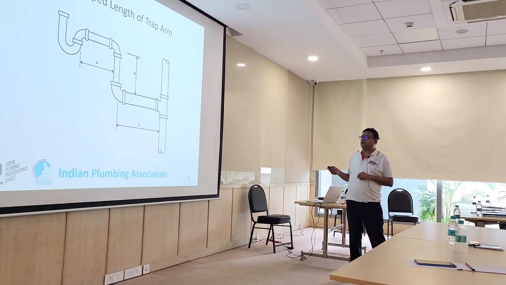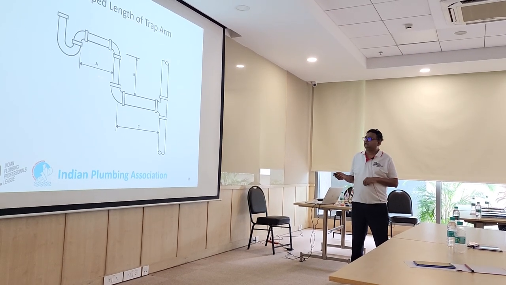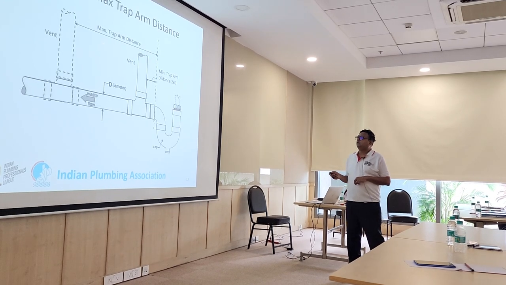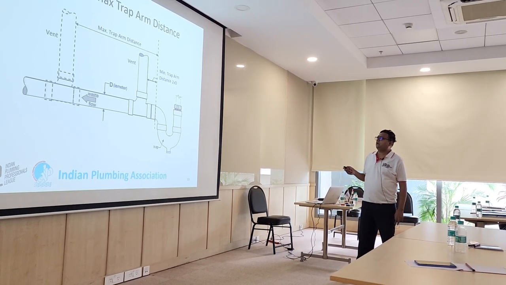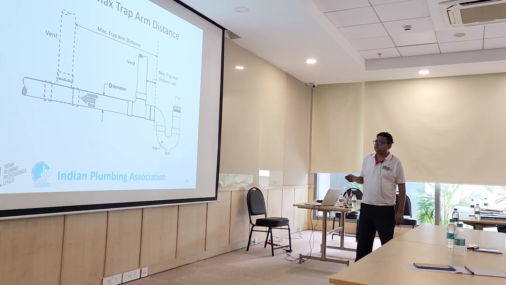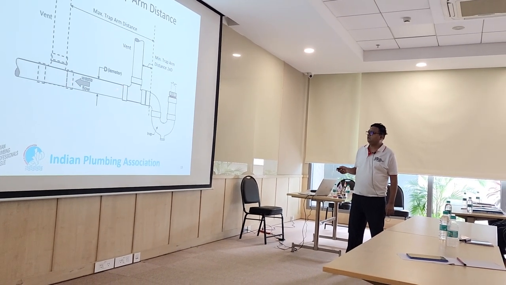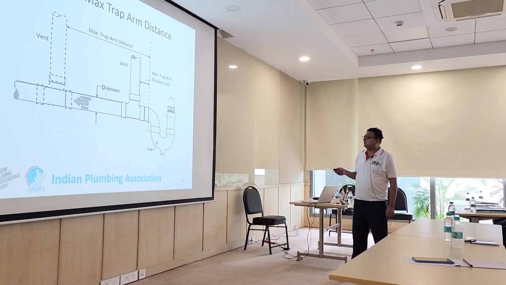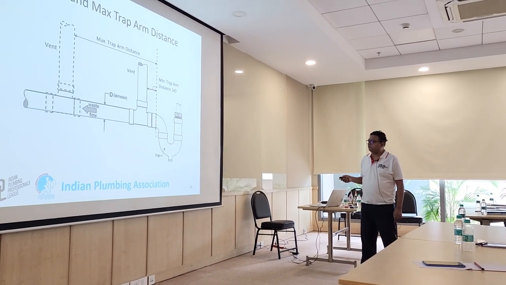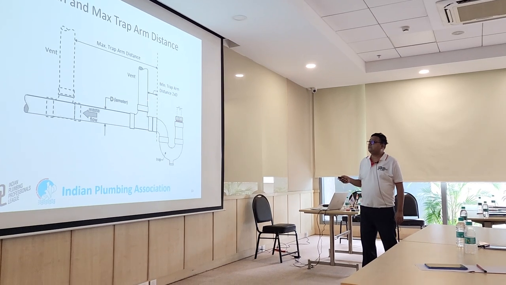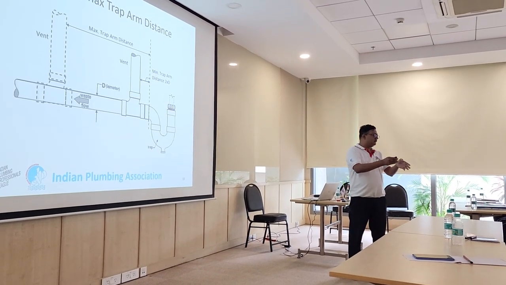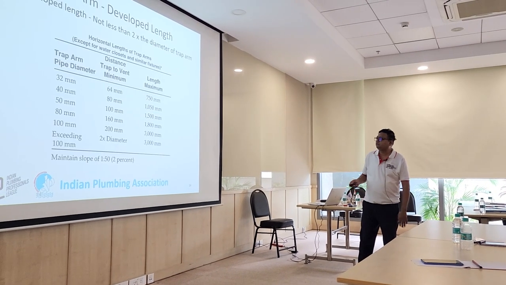Development length of a trap arm. What is the development length? This is A, B and C. Minimum and maximum trap arm distance. So this is when it is installed, there is a fixture, there is a vent, and the distance when you are connecting it to the trap should not be less than 2D. So minimum 2D has to be there. Then you install the trap arm.